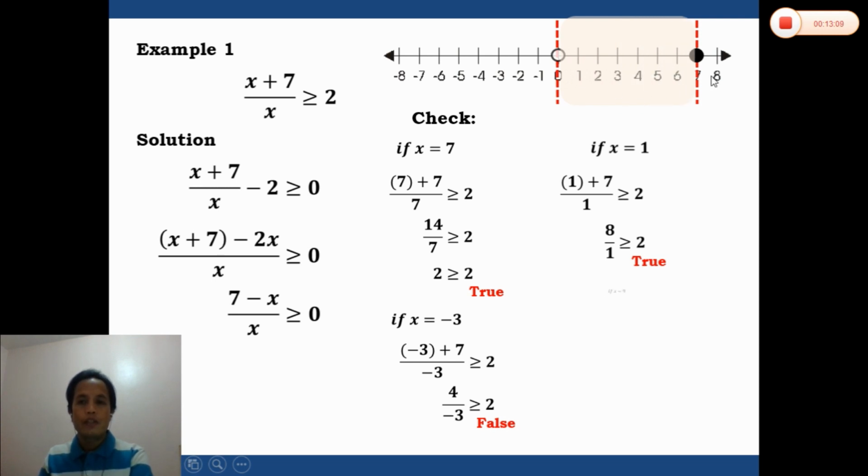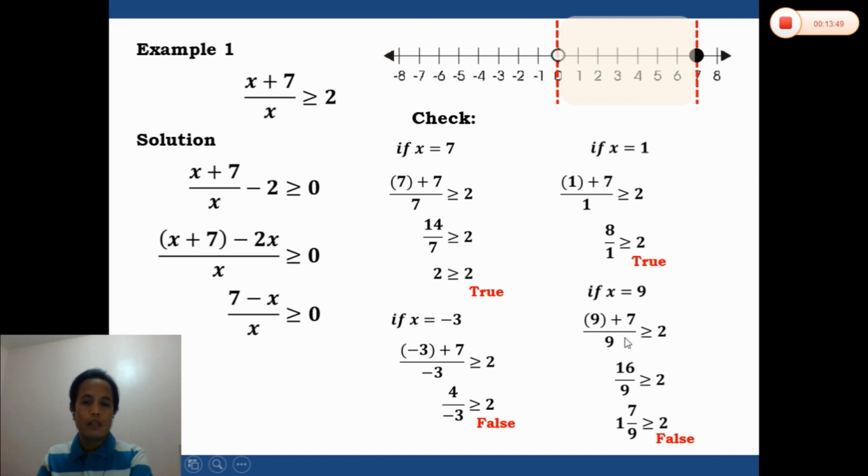Next is from this region. For example, we choose x equals 9. Remember that our number line does not only end at 8. It still continues to 9, 10, 11 until positive infinity. For this example, we will choose 9. So that is 9 plus 7 over 9 is greater than or equal to 2. So that is 16 over 9 greater than or equal to 2, which is 1 and 7 over 9, greater than or equal to 2. 1 and 7 over 9 is less than 2, so this is a false statement.